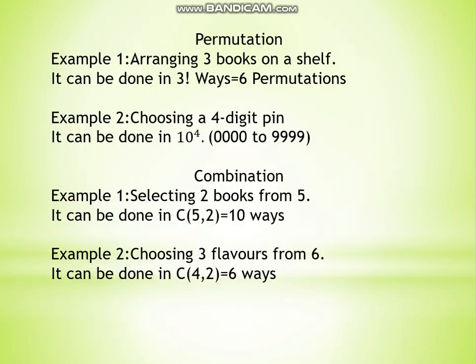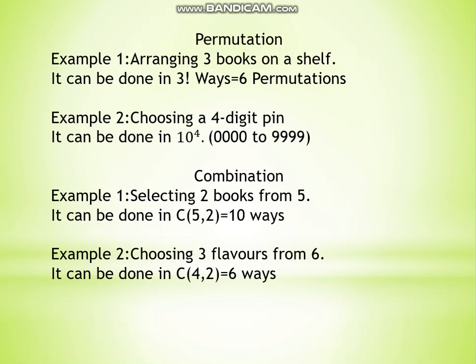In the example 1, arranging 3 books on a shelf. So if you want to arrange 3 books, of course the books are distinct. We are not talking about the same book or the same subject book. There are 3 distinct books and we want to arrange it on a shelf. So it is like first, second and third.